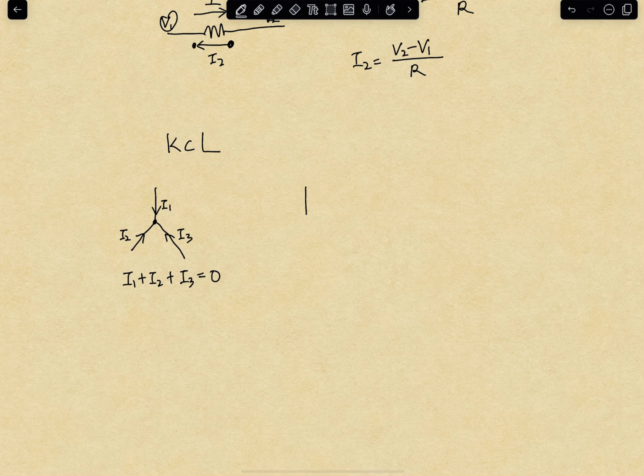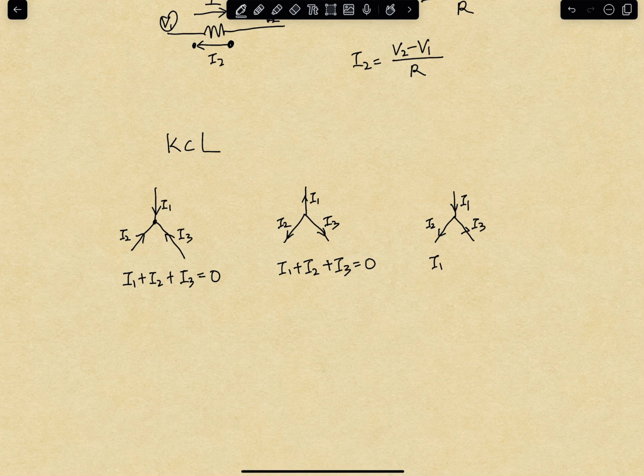And if we have the same node, if we have I1 coming out of the node, I2 coming out of the node, I3 coming out of the node, then we also have I1 plus I2 plus I3 equal to 0. Same node, 3 branches. If we have I1 coming into the node and I2 and I3 coming out of the node, then I1, the current coming into the node, will equal the current coming out of the node. I1 equals I2 plus I3.